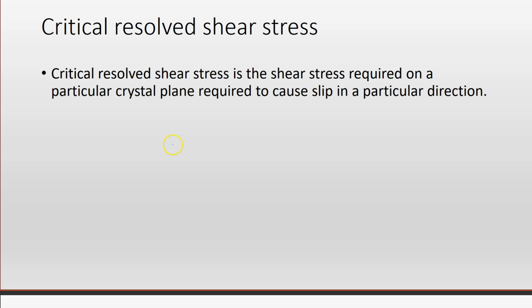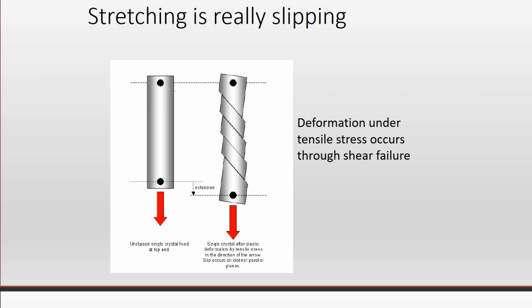We talked about the shear stress. A particular type of shear stress is called the critical resolved shear stress. The critical resolved shear stress is the shear stress required on a particular crystal plane to cause slip in that particular direction. So you see below the critical resolved value, you don't actually produce a permanent deformation. The deformation is elastic, but once you exceed that, we get movement of the dislocation and we get permanent deformation. So when we stretch a material, we're actually causing shear forces within the material that cause slipping.